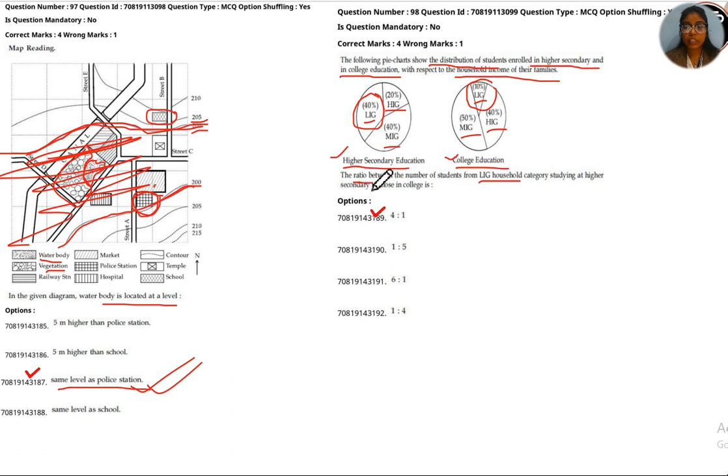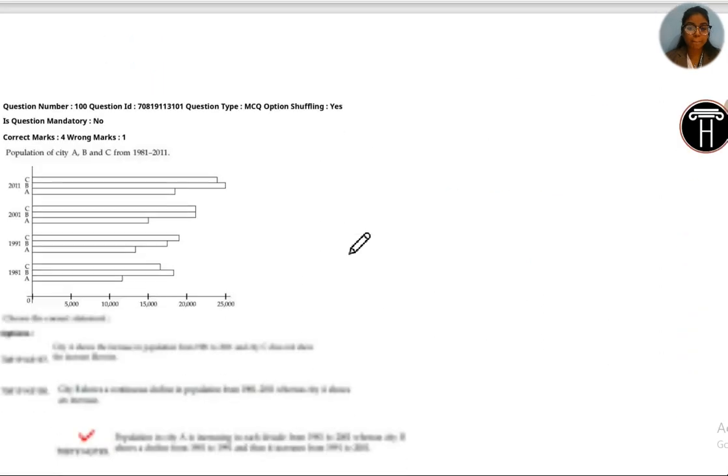What do you have to find out? The ratio studying at higher secondary to those in college. First, what we have to find out? Higher secondary. Higher secondary you have 40 and in college you have 10. So the ratio would be 4:1. So the 4:1 is your correct answer.